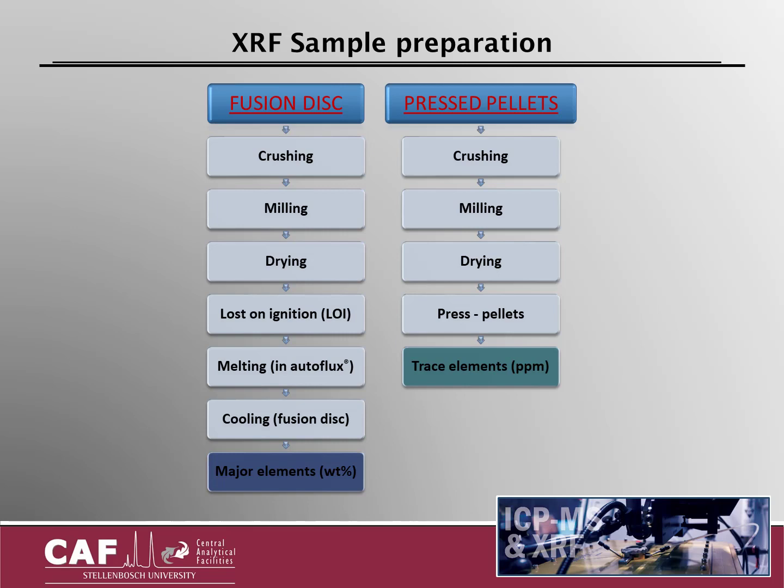It is important to note that the main objective of this is to reduce the particle size and homogenize the samples, all in the attempt to reduce mineralogical effects. Detailed XRF sample preparation is discussed in our ICP, XRF and CHNS sample preparation course. Please have a look at this for more information on correct sample prep.